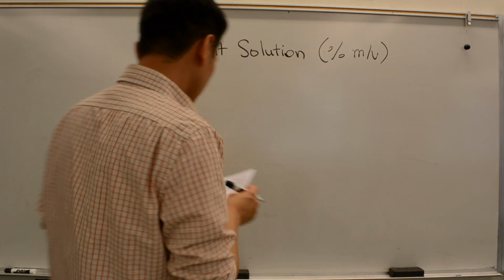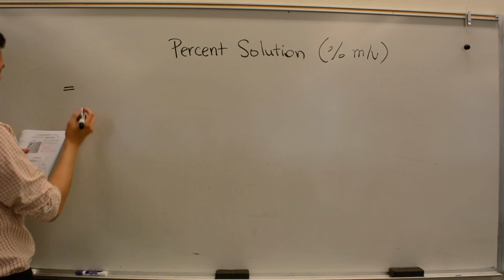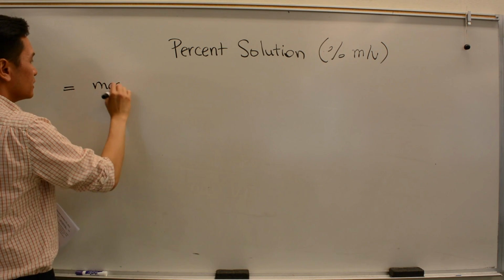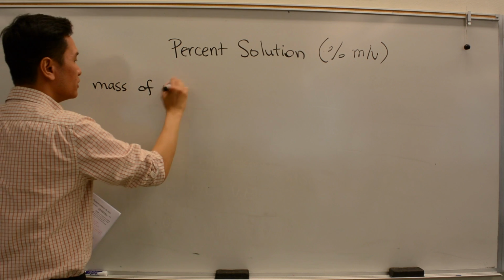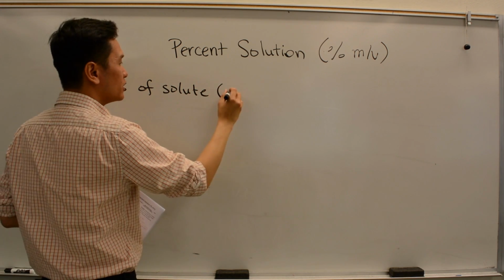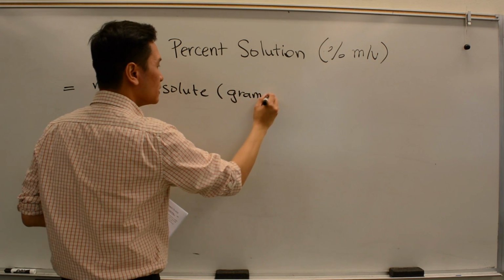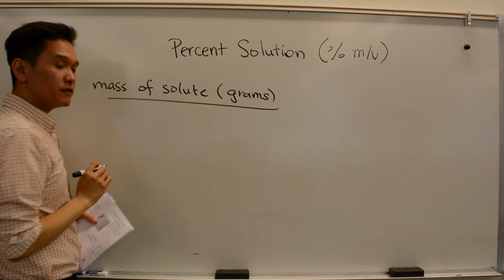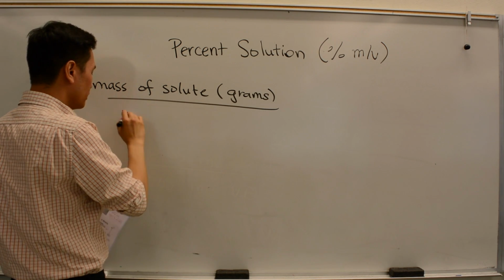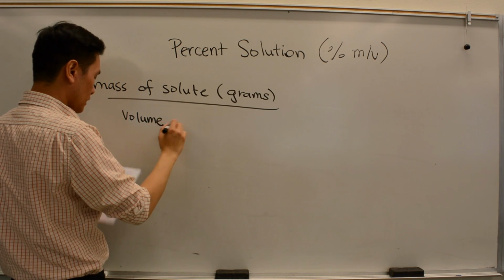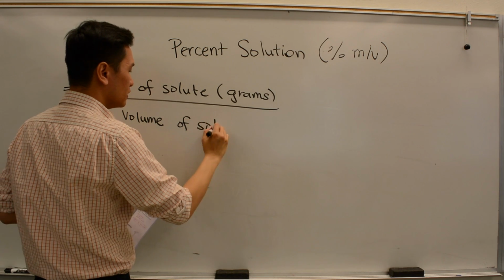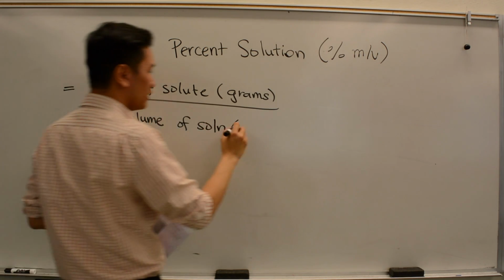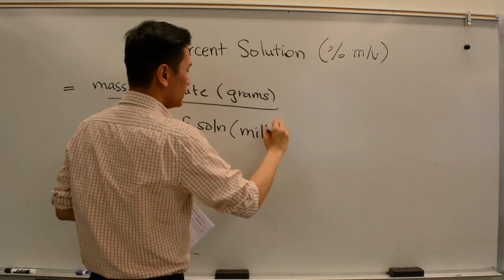Okay, so let's take a look. By definition, it is mass of the solute in terms of grams divided by volume of solution in terms of milliliters.